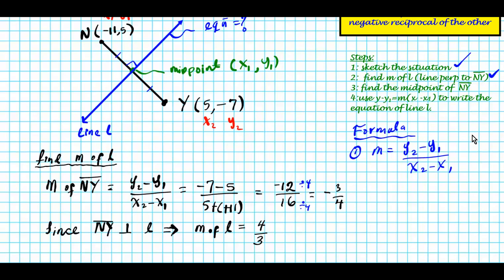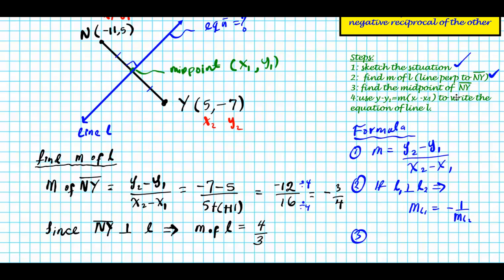Okay, before we proceed to step number 3, let me just write down the formula I used for step 2 here real quick. So the formula is as follows. If line 1 is perpendicular to line 2, then it follows that the slope of line 1 is going to be the negative reciprocal of the slope of line 2. Okay? Alright, now let's go on to step 3.